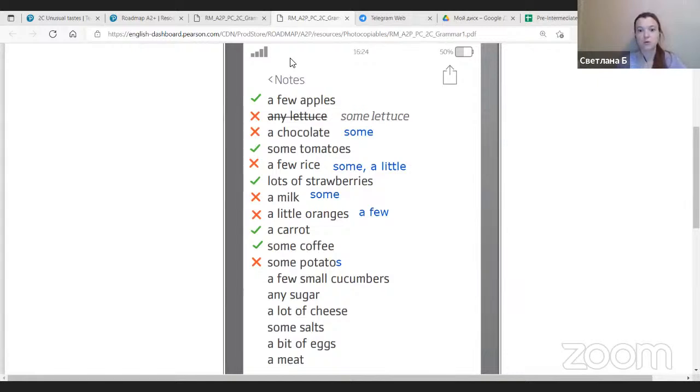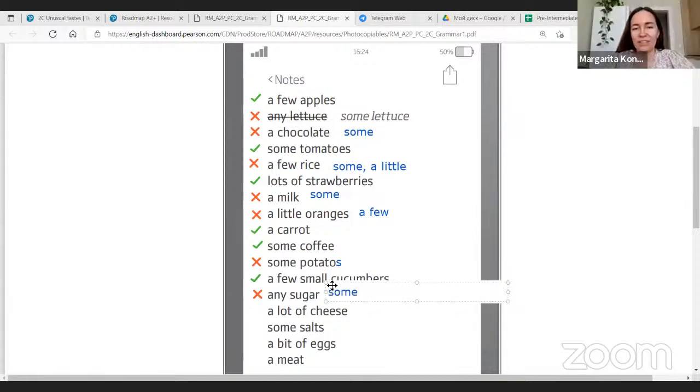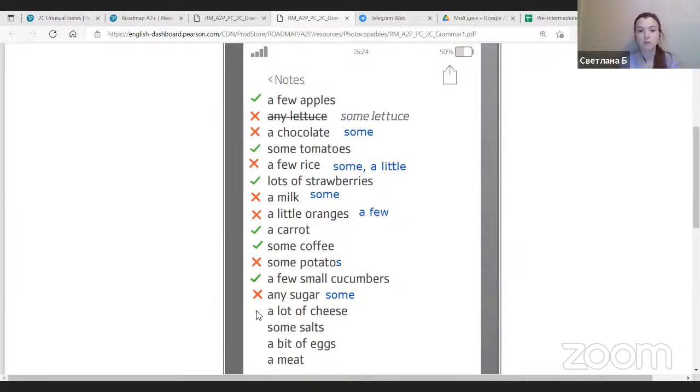A few small cucumbers. It's okay. Any sugar. Is it negative again? It's positive. So some sugar. Very nice. Some sugar. Yes. A lot of cheese. It's okay. Some salt. Yes, salts.